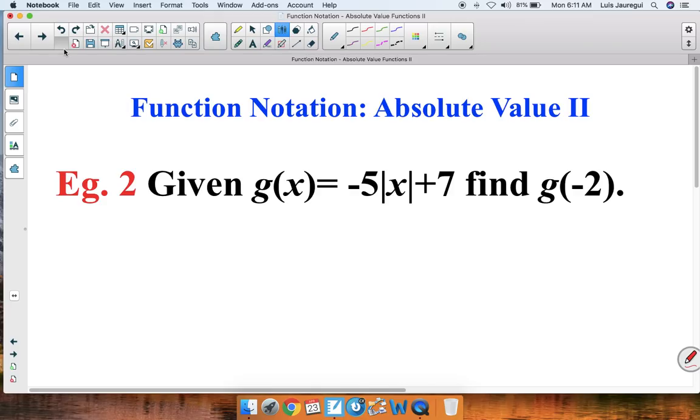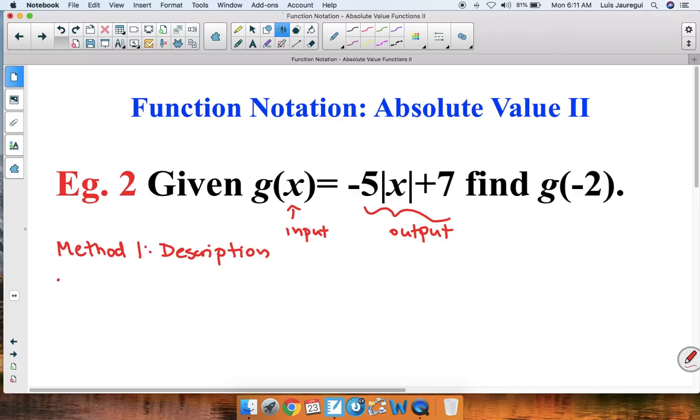Let's see another example. Example 2. Given g of x is equal to negative 5 times the absolute value of x plus 7, find g of negative 2. So we're going to find g of negative 2 again using our two methods. So method 1, description. Now notice that you have your input x and you actually have your output as negative 5 times the absolute value of x plus 7.